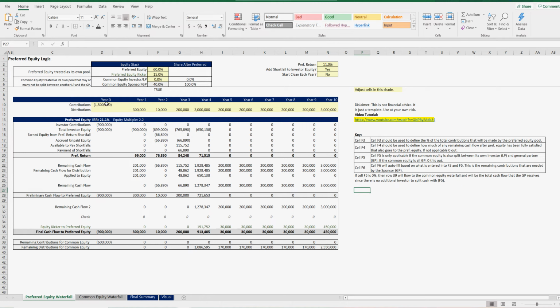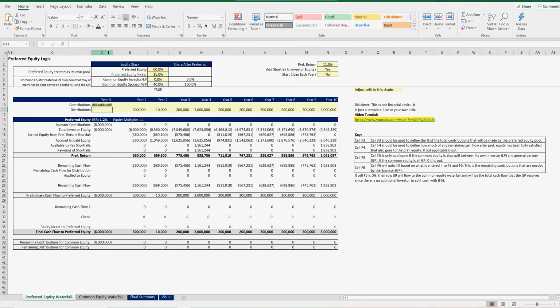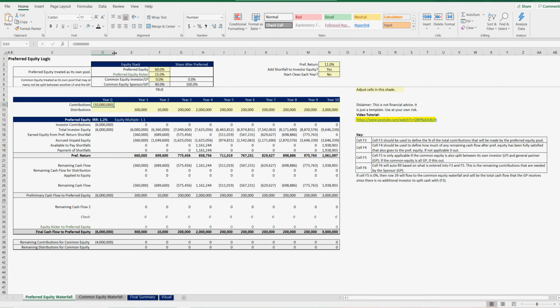What the model does at a high level, you put in the total project level contributions and distributions, whatever they might be. You'll probably have other models to figure that out. This model is just to figure out how the cash is going to be split once you determine how much was put in by equity and how much is returned to equity. So in this scenario, let's just make it a real even number. Let's just say $10 million was the required investment, minus 10, and 60% of that came from preferred equity.